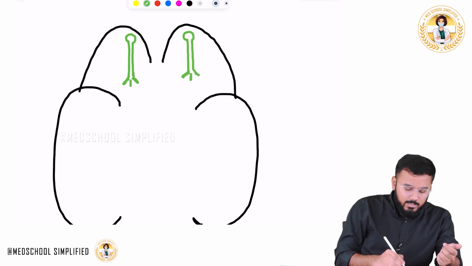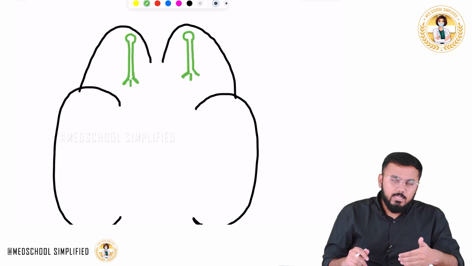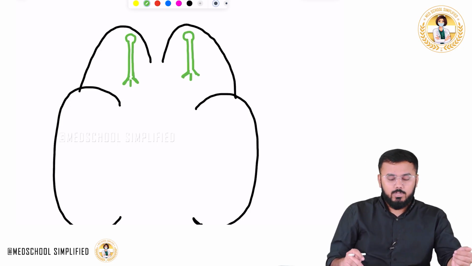There are actually three striae like this. One is called the lateral striae, the medial striae and the intermediate striae. We will discuss that anyway.